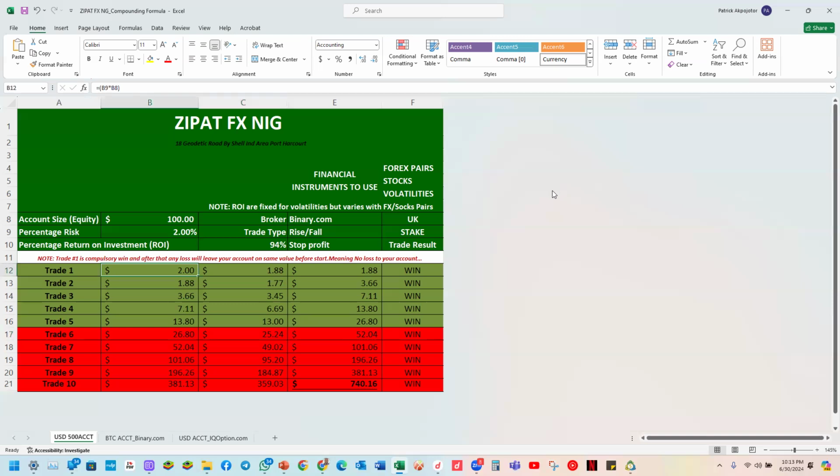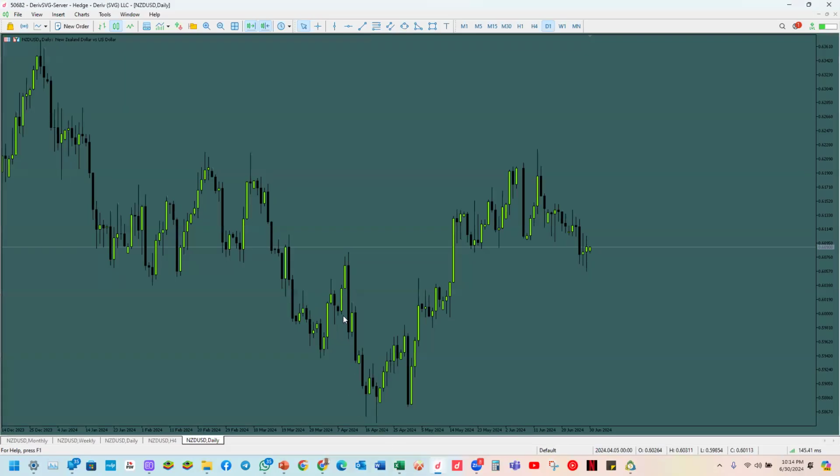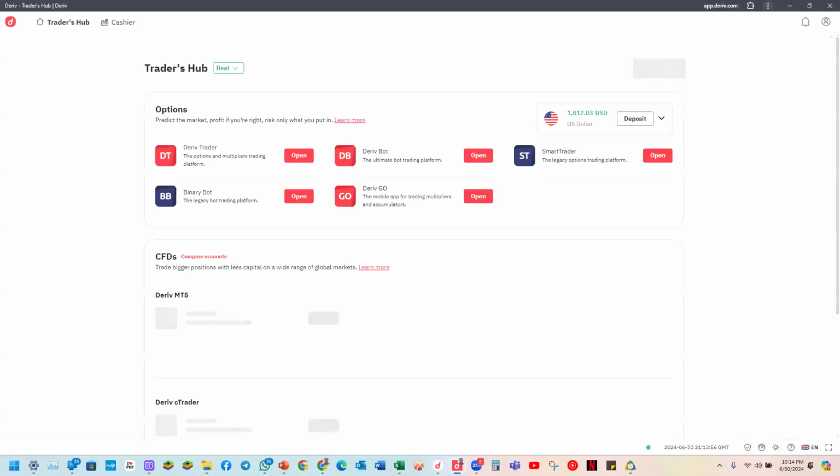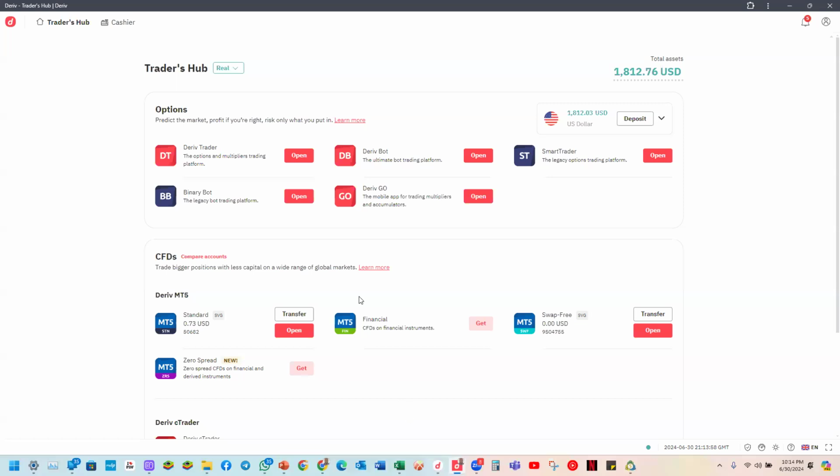So I just want to show you how powerful this compounding formula works. Now you can use it on Forex, you can use it on stock, you can use it on volatility and everything. So I have a broker, and that broker is called this broker, right? So apart from trading this chart like this, we also have the option of trading this chart in another form that is called tick.